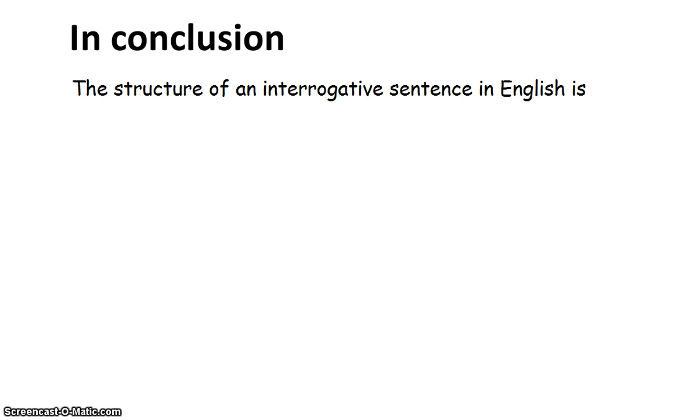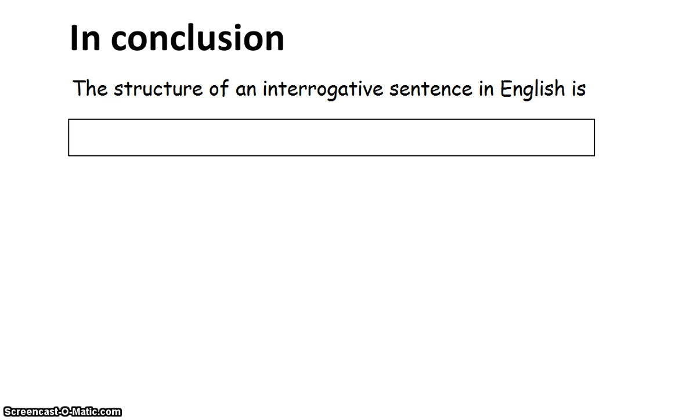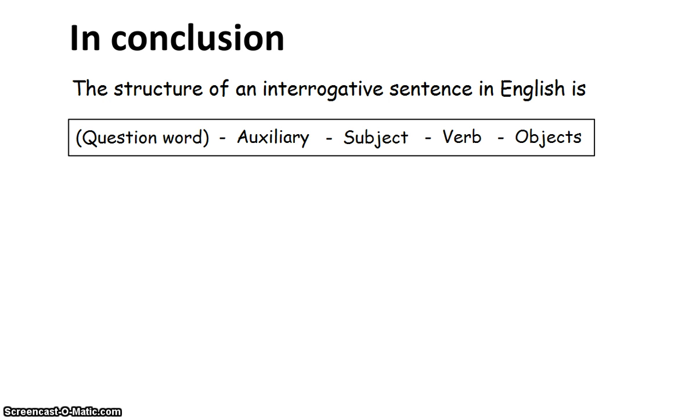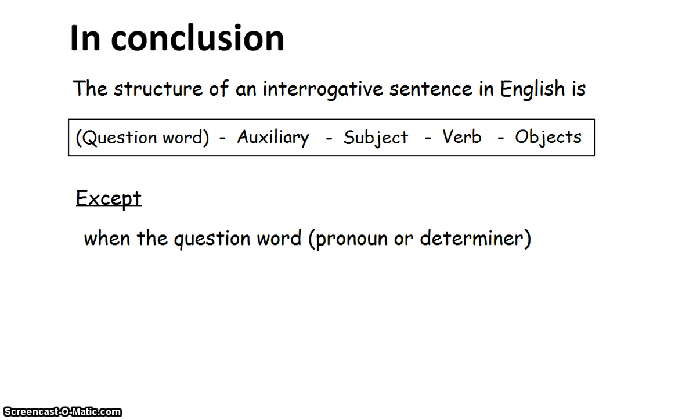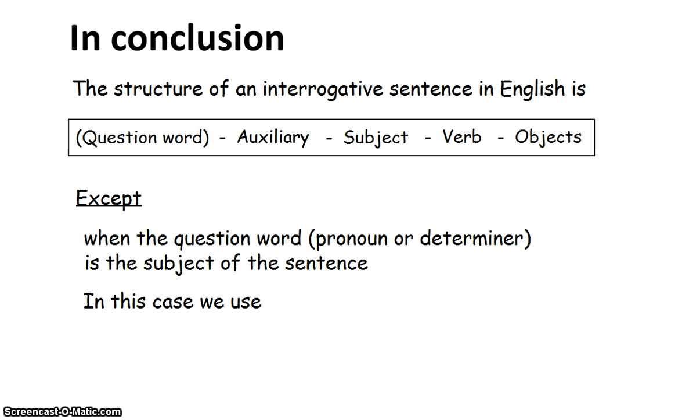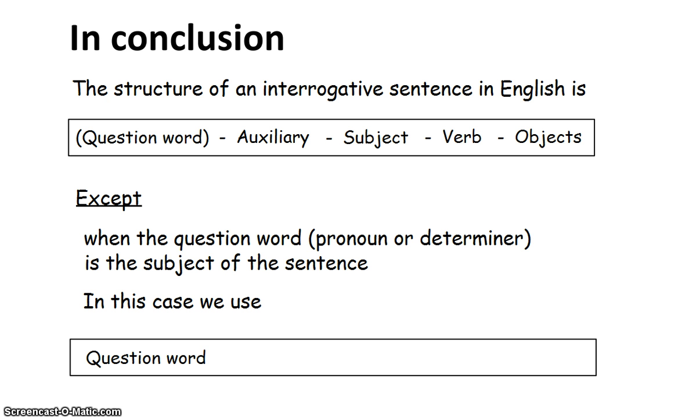So, let's summarize this lesson. The structure of an interrogative sentence in English is usually the question word, when there is one, the auxiliary, the subject, the verb, and the objects. It is always the case, except when the question word, being a pronoun or a determiner, is the subject of the sentence. In this case, we use a different structure: the question word, the verb in the right tense, and finally, the objects.